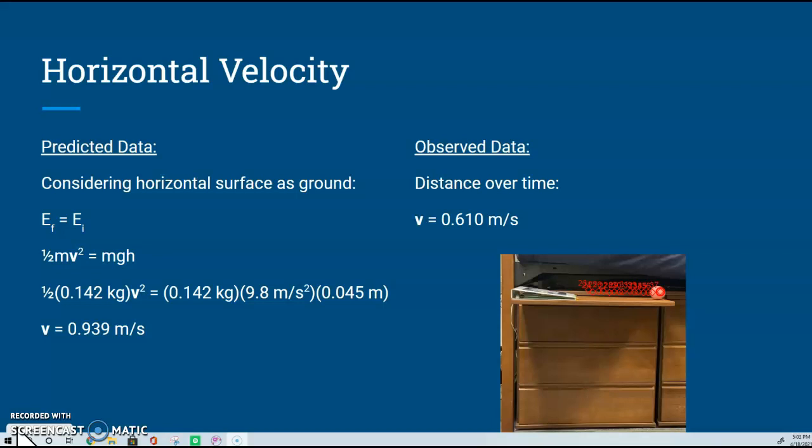I did this using the energy principle, considering the horizontal surface as the ground for ease of calculation. I set energy initial equal to energy final to find how the gravitational potential energy would transfer to kinetic energy. I used the equations and the data to find the predicted horizontal velocity would be 0.939 meters per second. I then used the data points from Tracker over the time the ball traveled on the horizontal surface. Using distance traveled by the ball over this time, I found the observed velocity to be 0.610 meters per second. These data are slightly different, the reasons will be discussed later.